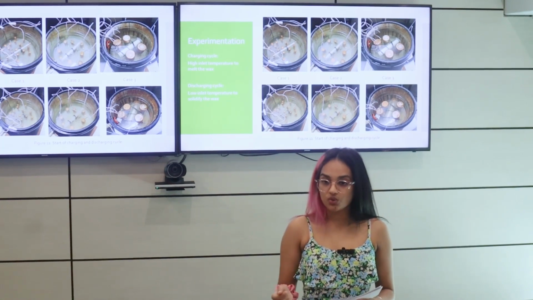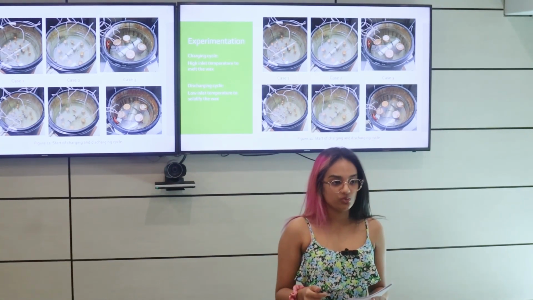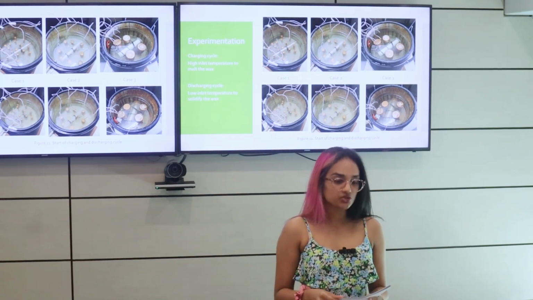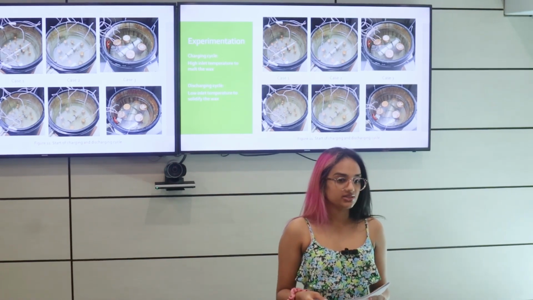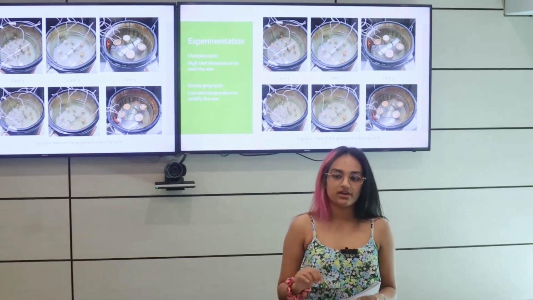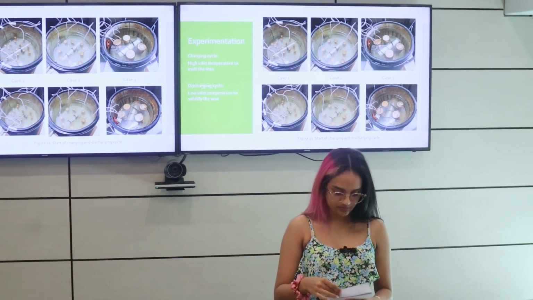The preheater is switched off, allowing 20-degree water to flow through the vessel. This cool water continues to flow until the wax solidifies again and all temperature fluctuations stop.